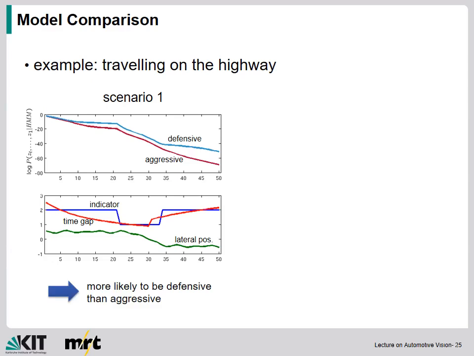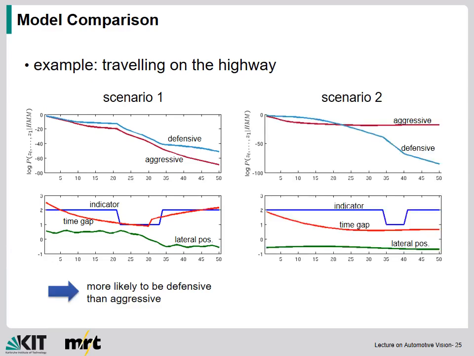Let's change this scenario a little bit and change the observations. Here are some other observations. So the vehicle is all the time driving on the left lane. The time gaps become very small, and then on the left lane the indicator lights on the left are activated. And here we see the evidences of the two models.